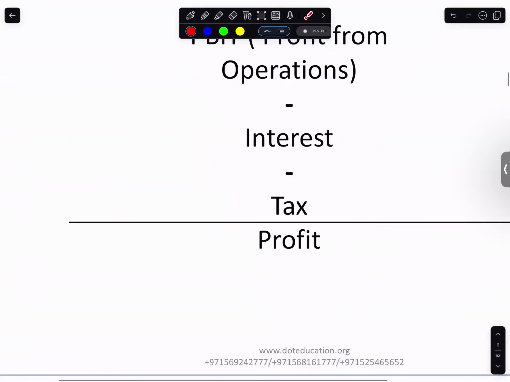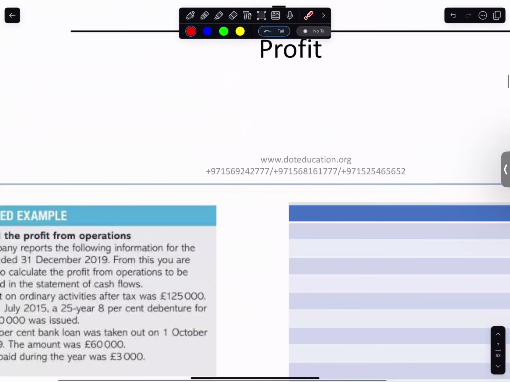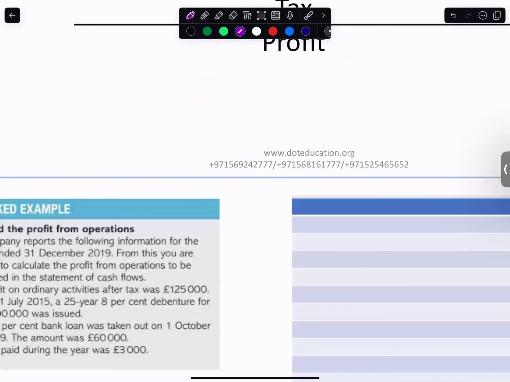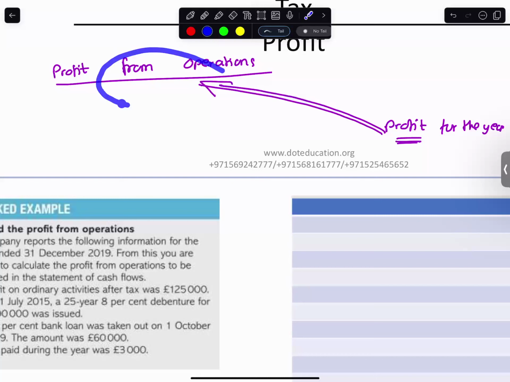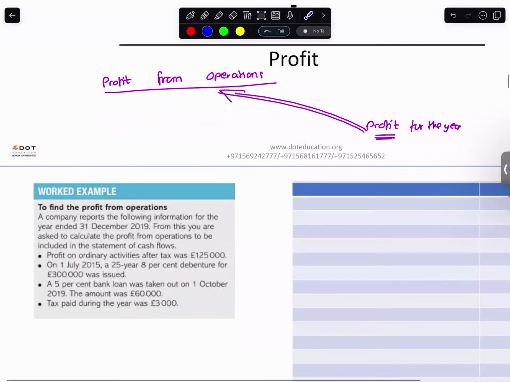Can you give me the format of how to arrive at profit from operations? If you're given profit and want to arrive at operating profit, you just add interest and tax. And if you're given operating profit and want to arrive at profit, you subtract the interest and tax.